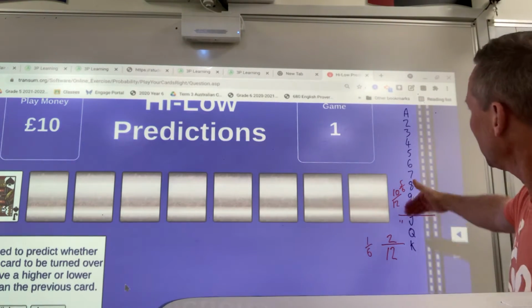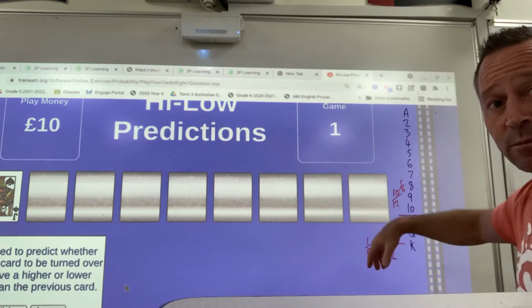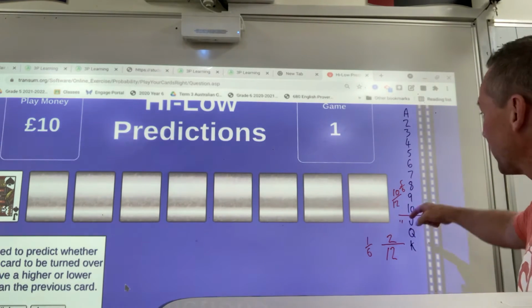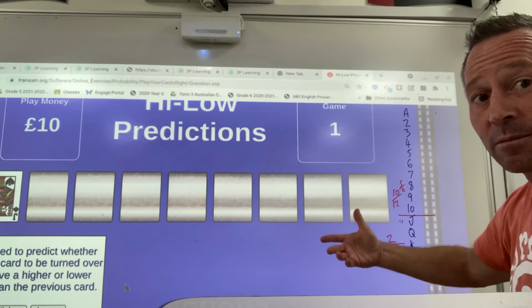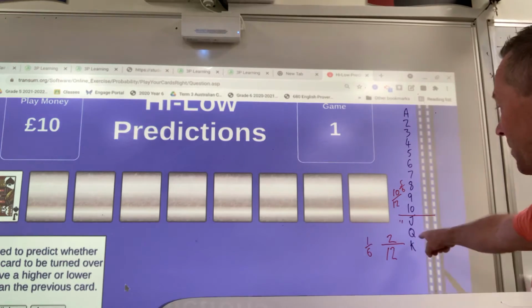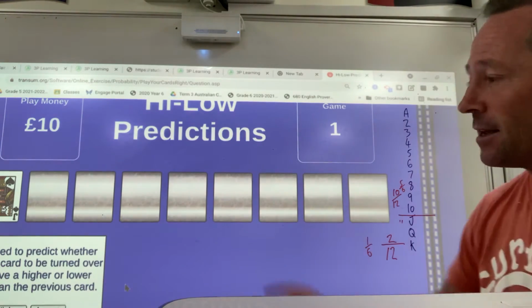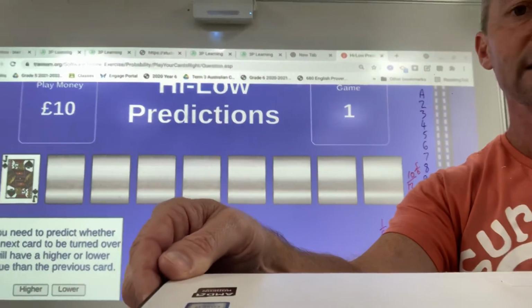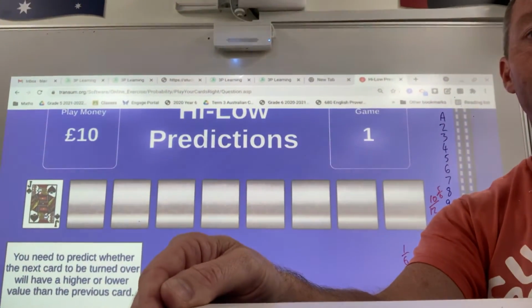Theoretically, I should get one of these. But anything's possible. It's not certain that I'll get a lower card, but it's highly likely. It's got a greater chance than me turning over a queen or king. So I'm going to pick higher. I'm not sure if you can quite see this. Down here it's got higher or lower.